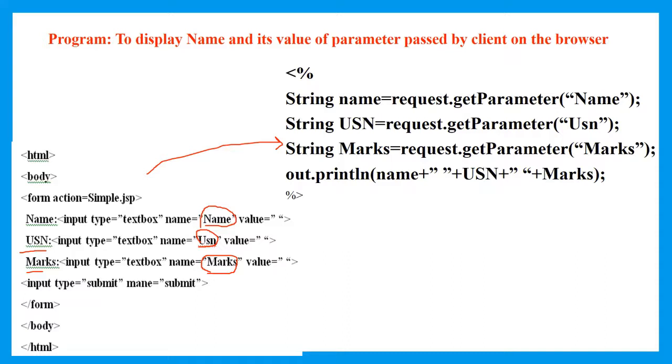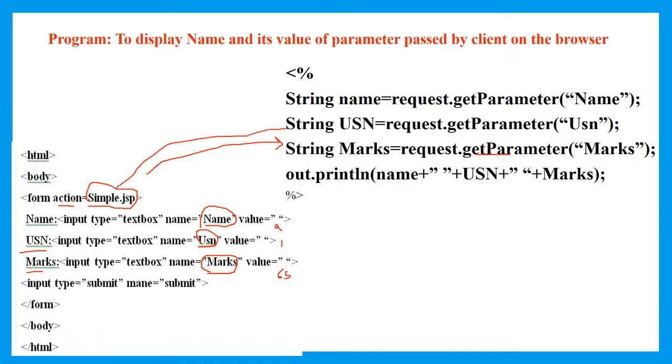Assume the client has sent the name as A, its USN is 1 and marks is 65. As soon as the client has submitted the button, these values are passed from the HTML to the JSP with the help of a form tag where it contains an action. The action contains the name of the file. The name of the JSP file is simple.jsp, and I have not specified any method. By default it is taken as a get method. Now the values from the HTML page will be sent to my JSP file called simple.jsp.